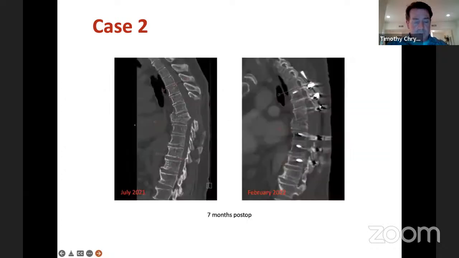And just a final image here. You can see this is July 21, just before he presented to our clinic. You can see a pretty pronounced kyphotic deformity following laminectomy, about 40 degrees. And then on the right, you can see our enduring result here, demonstrating a modest improvement in the sagittal profile.